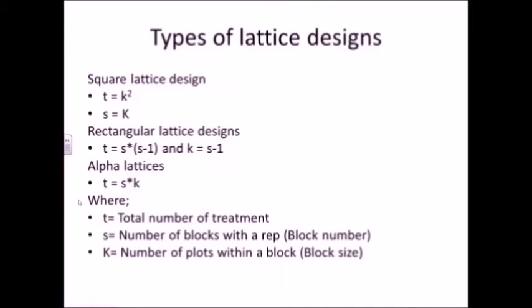Next, we have the different kinds of lattice designs. So in the square lattice, T is equal to K squared, and S is equal to K. In a rectangular lattice, T is equal to S times (S minus 1), and K is equal to S minus 1. You can see the relationship between the square and the rectangular. Alpha lattices have this property of T is equal to S times K. T is the total number of treatments, S is the number of blocks within a rep, so the block number, and K is the number of plots within a block or the block size. So these are the properties of the alpha lattice.